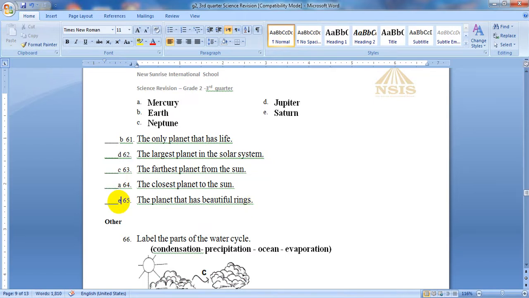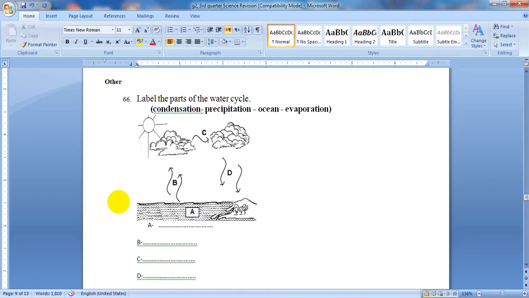Now the next one, question number 66. Here you have to label the parts of the water cycle. You have 4 words: condensation, precipitation, ocean, evaporation, and you need to write each one in its suitable place. Let's remember together what happens in the water cycle.